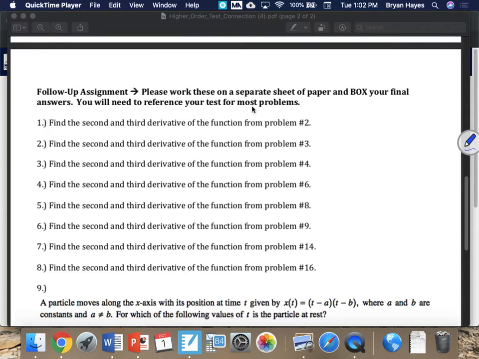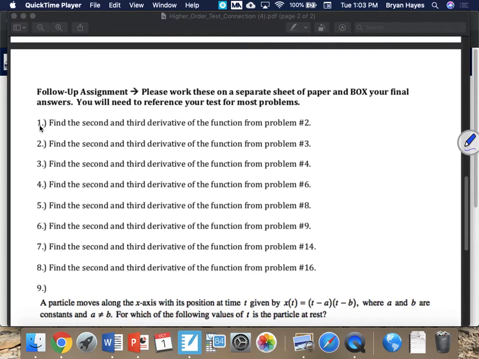Okay. In addition to that, we want to work on this little assignment as well. So you're going to work these on a separate sheet of paper as well, and you're going to put your answers in a box, your final answers in a box. That'll make it a little easier on me to grade them, to find your answers. But you're going to need to reference your test to do these.